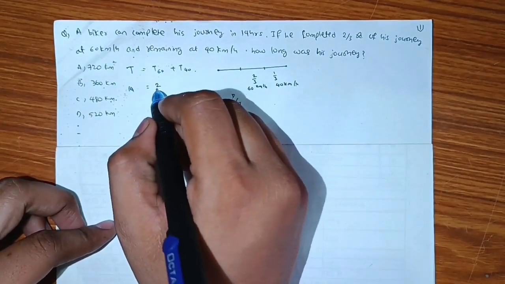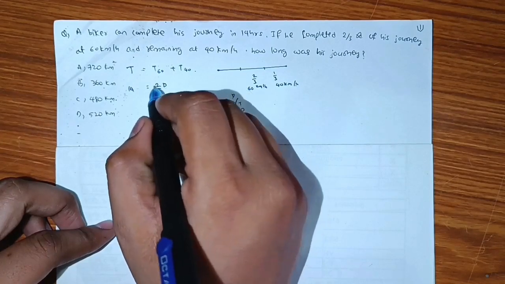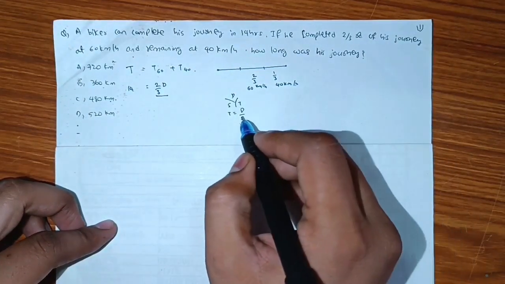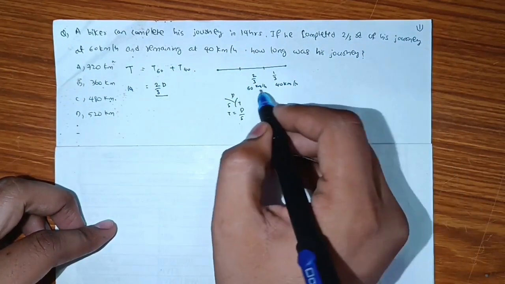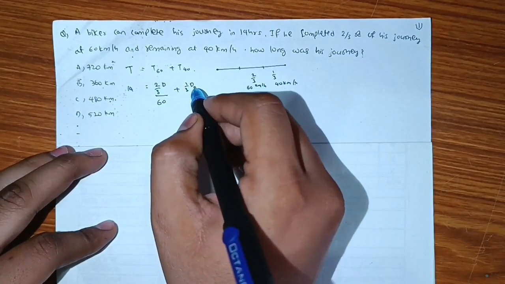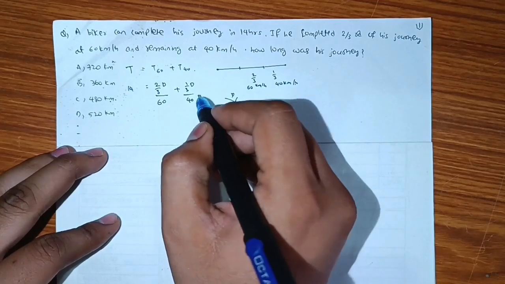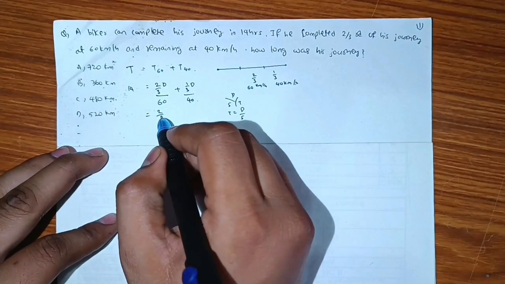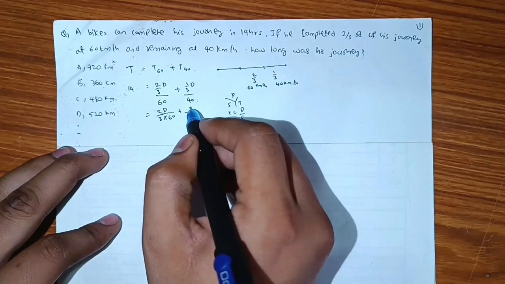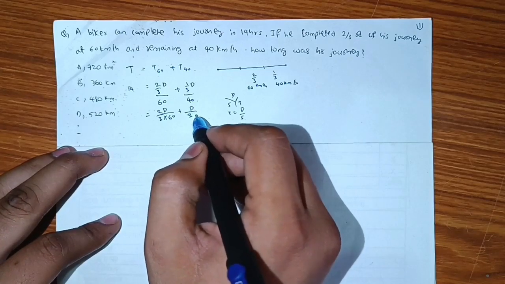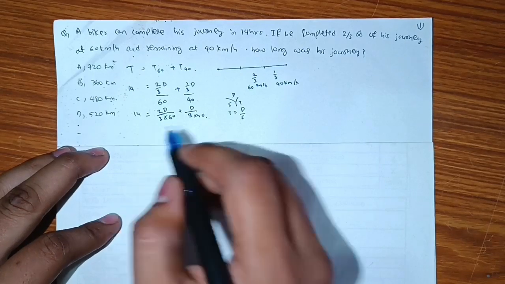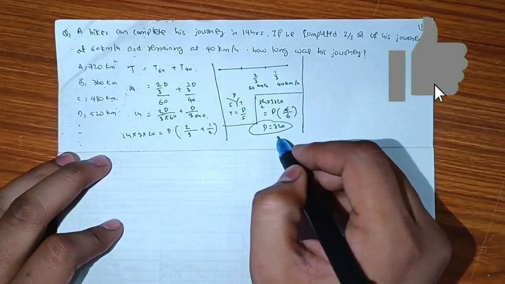Let the distance be d. Two-thirds of d is covered at a speed of 60 km/h, and the remaining distance, 1/3 of d, is covered at 40 km/h. So (2/3)d divided by 60 plus (1/3)d divided by 40 equals the total time. When we simplify this, we get the value of d as 720.